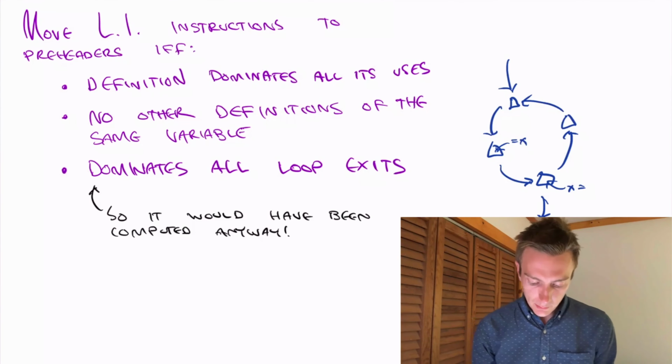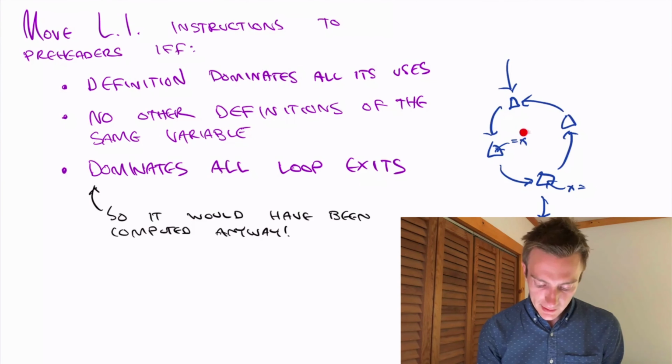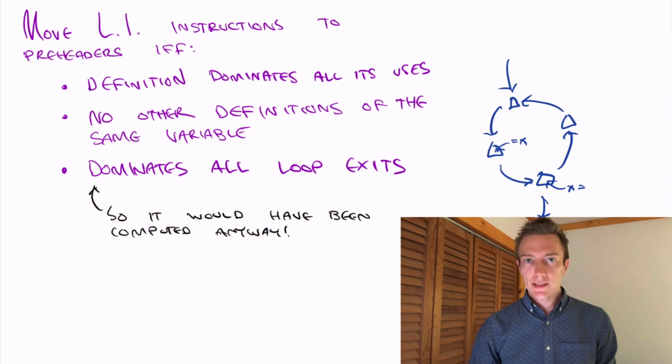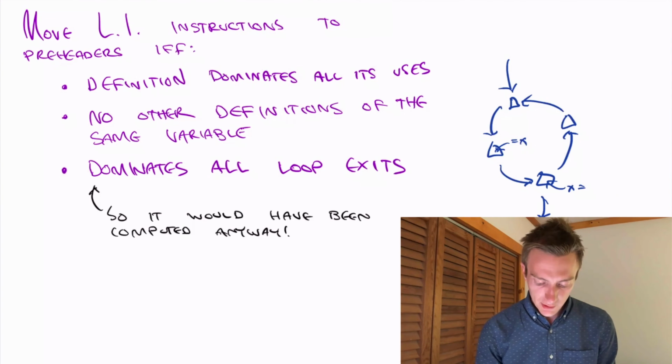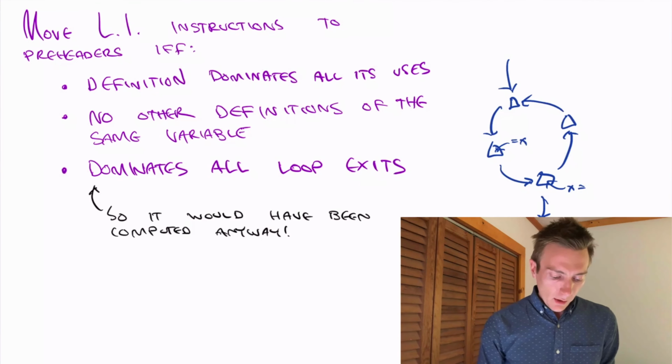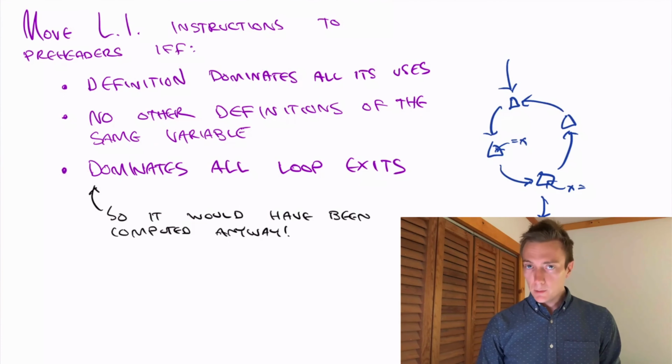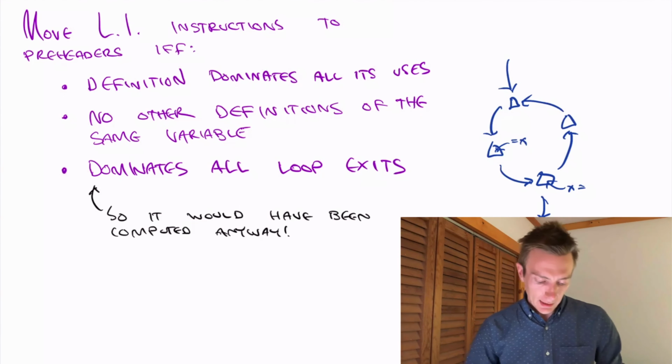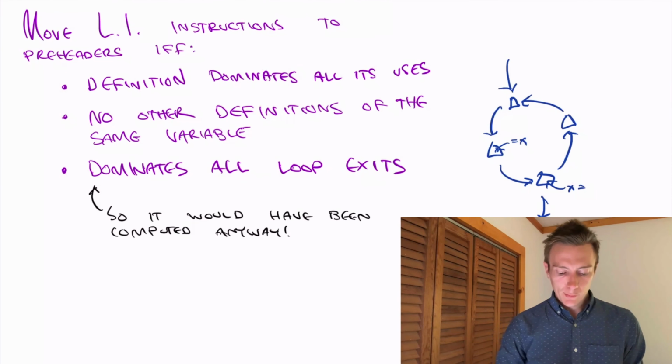That is, it is not just that this x sometimes comes from this assignment; every single time, those reads of x must come from this definition. Then it's okay to move it to the preheader. It is also a good idea to say that there are no other definitions of the same variable. This is just dealing with naming conflicts. It's not that interesting.